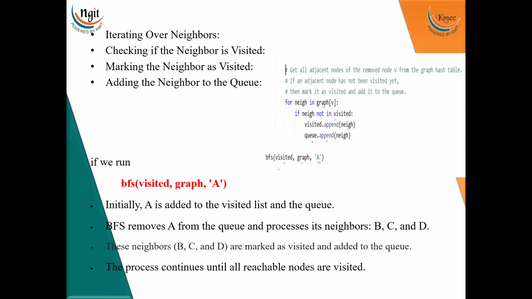And BFS removes A from the queue, and it processes its neighbors B, C, D. These neighbors B, C, D are marked as visited, and at the same time they are added to the queue. In this way, the process continues until all reachable nodes are visited. And at the same time, each node is popped from the queue. So this is how the breadth first search algorithm works.